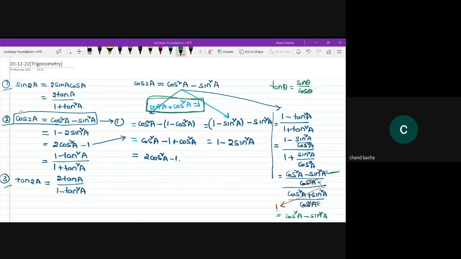Just make a note of these points. Sir, can you explain that 1 minus tan square A by 1 plus tan square A? This is not necessary. I am repeating again. You have to remember only the formulas. At this level, proofs are not necessary. We do not have to write that in our notes, sir?